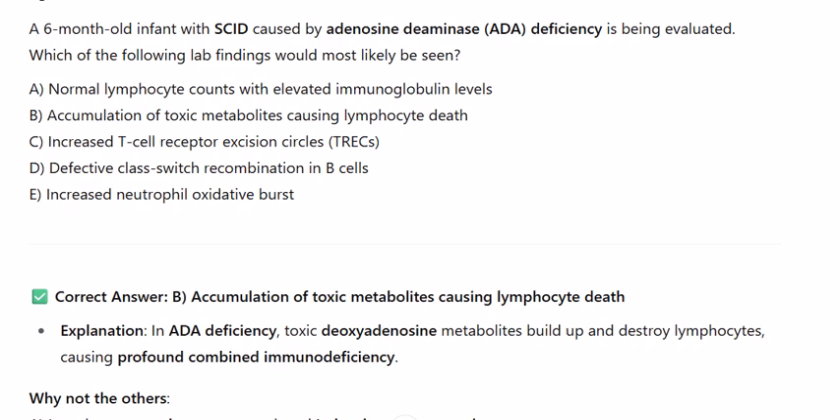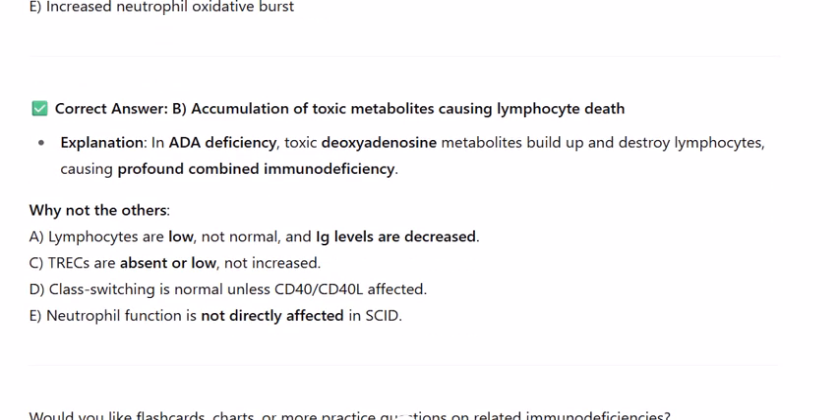Correct answer, B. Accumulation of toxic metabolites causing lymphocyte death. Explanation. In ADA deficiency, toxic deoxyadenosine metabolites build up and destroy lymphocytes, causing profound combined immunodeficiency.